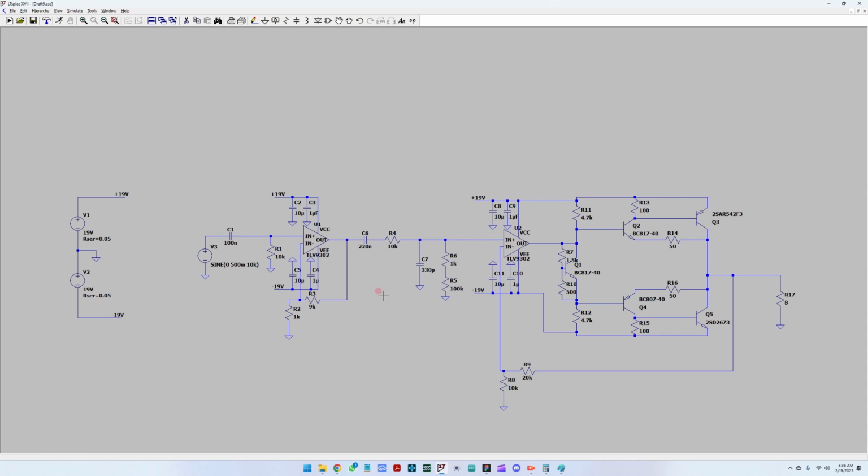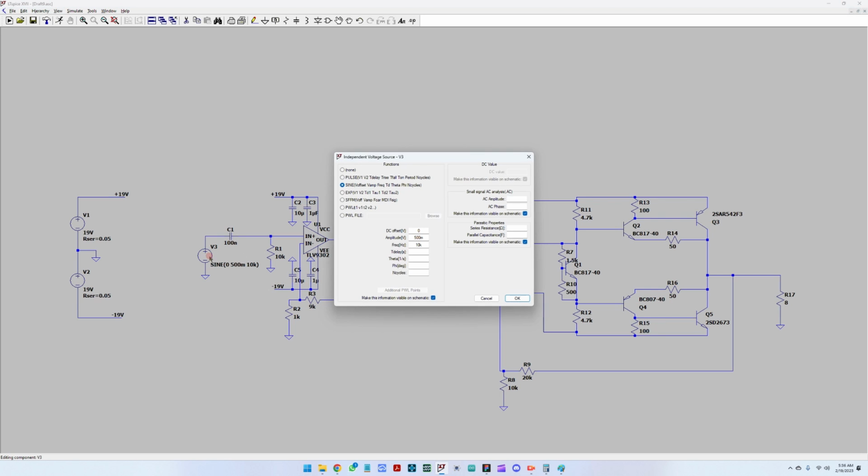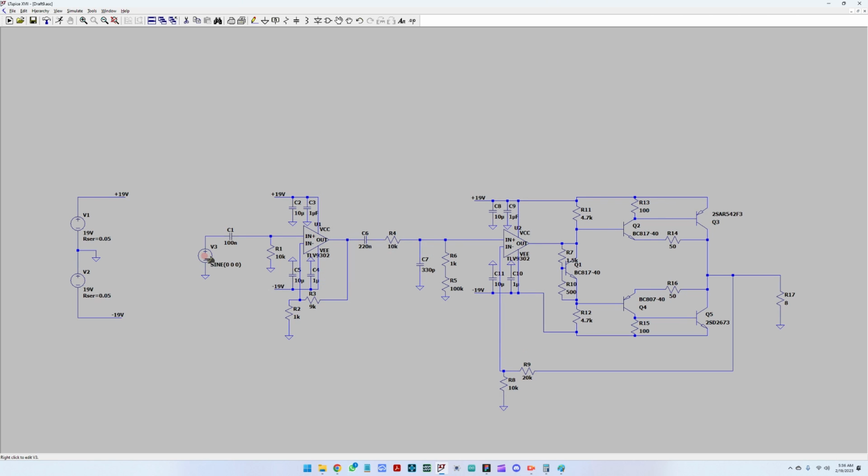Okay, first, I think I've put values for all the components so that I don't get an error. First, let us run this circuit with zero amplitude and zero frequency. What would this mean? We will see now how much current we are driving through these two transistors from 19 volts to minus 19 volts for the biasing current. So let us run.